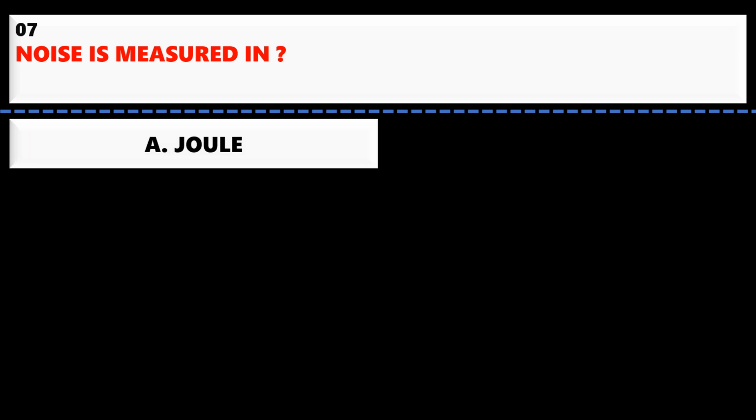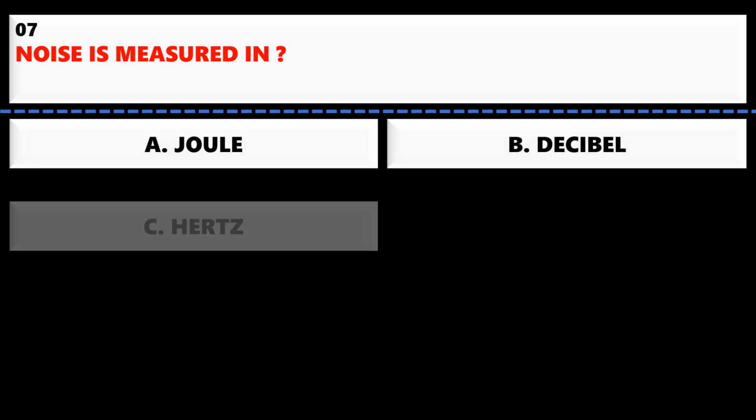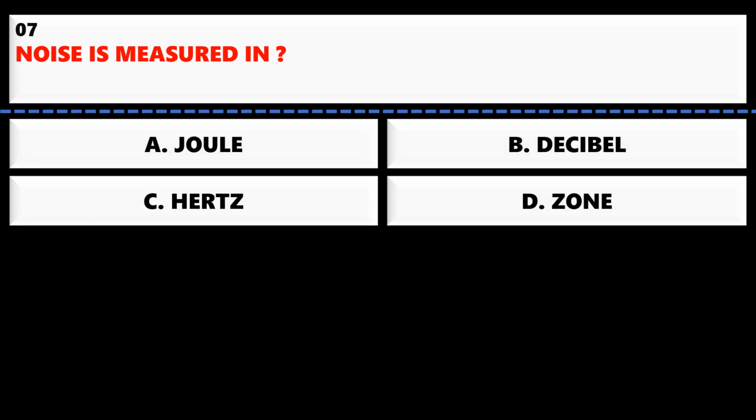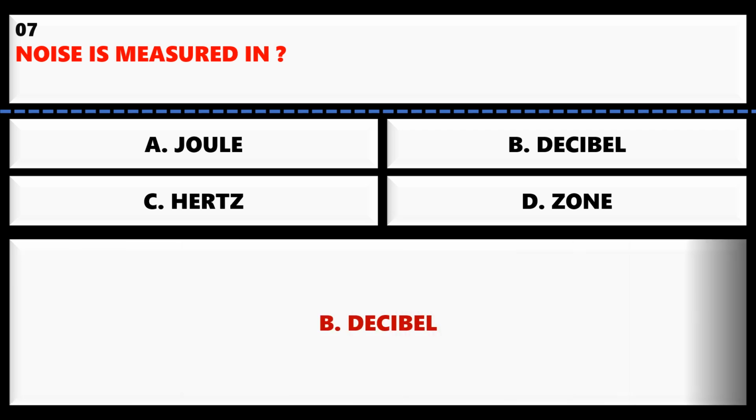Question number 7. Noise is measured in, and the options are joule, decibel, hertz, and the last option is zone. And the right answer is noise is measured in decibel.